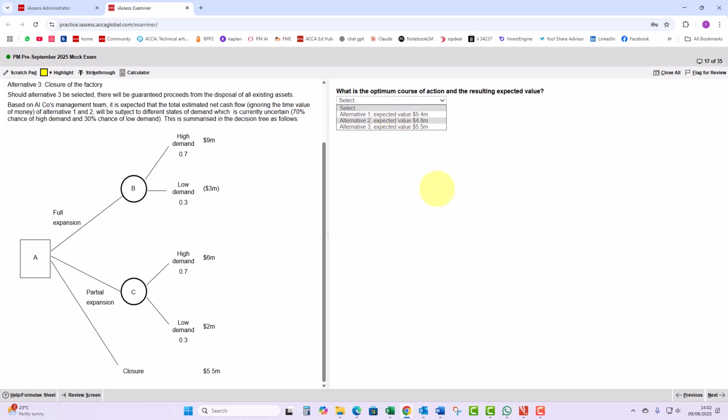Which would you choose? We would always choose the one with the highest expected value, and that's alternative 3 if we're just making a decision on financial reasons only. So that's closure, the one that gives us the 5.5 million.